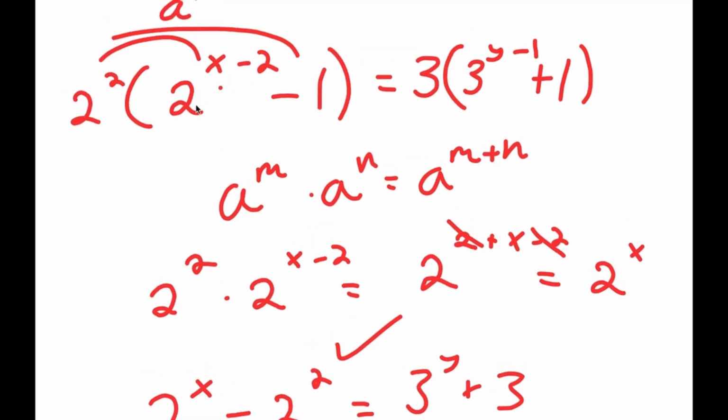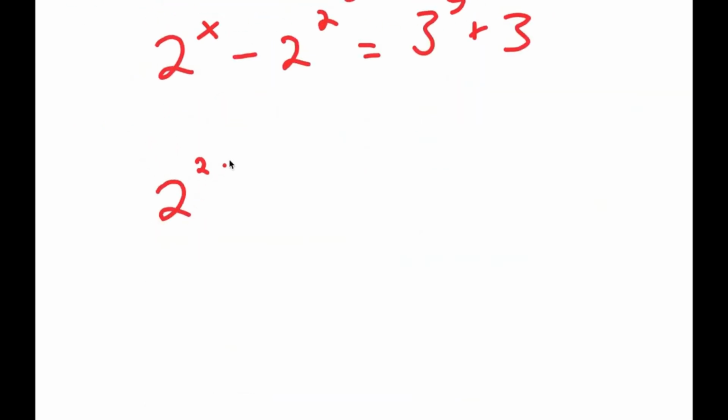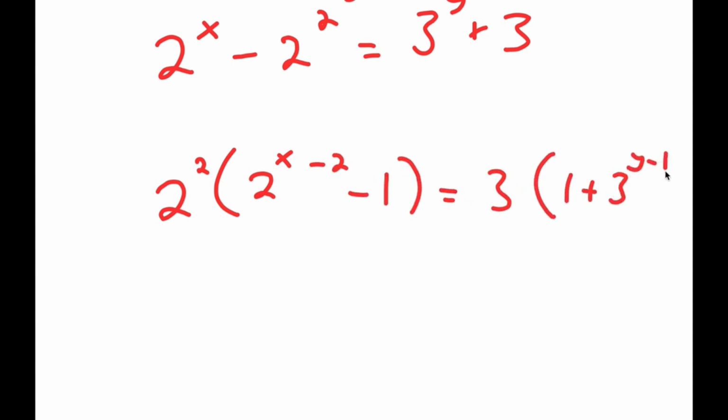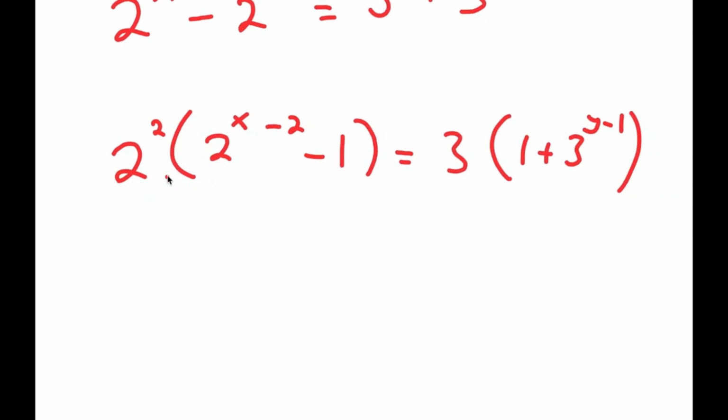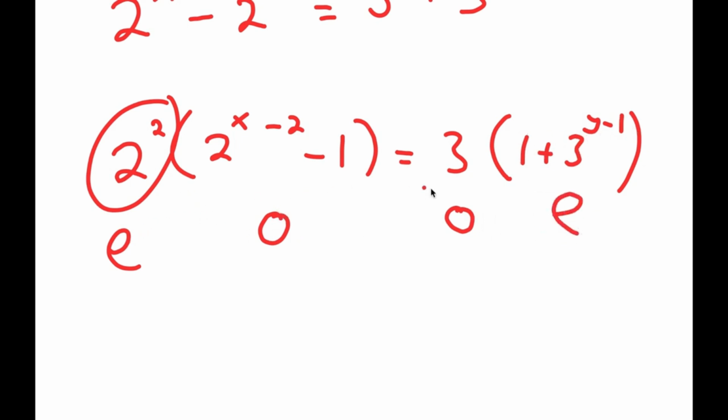So now going back here, let me rewrite this. I have 2 squared times 2 to the power of x minus 2 minus 1 is equal to 3 times 1 plus 3 to the power of y minus 1. And notice how 2 squared, that's equal to 4, is an even number, and 2 to the power of x minus 2, well, 2 to the power of any number is even, and an even number minus 1 is going to be odd. So we have an even number times an odd number is equal to 3, an odd number, times 3 to the power of any number, an odd number, plus 1, which is an even number. So you have an even number times an odd number is equal to an odd number times an even number.